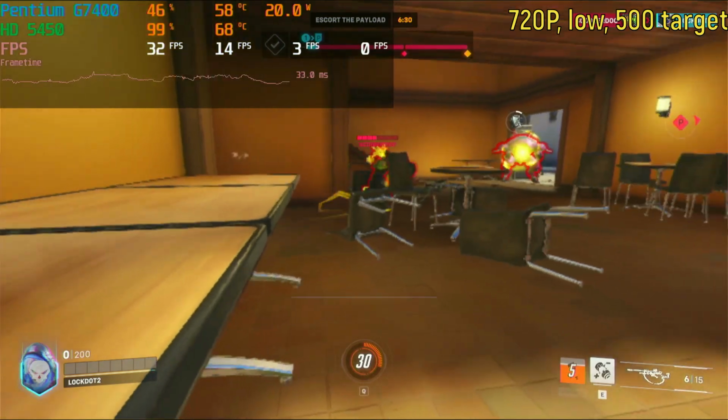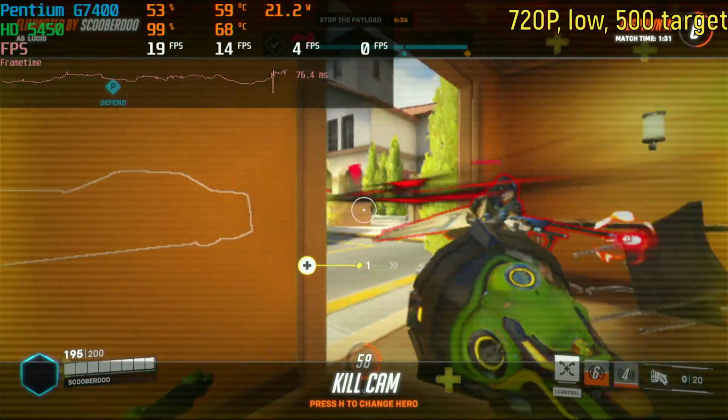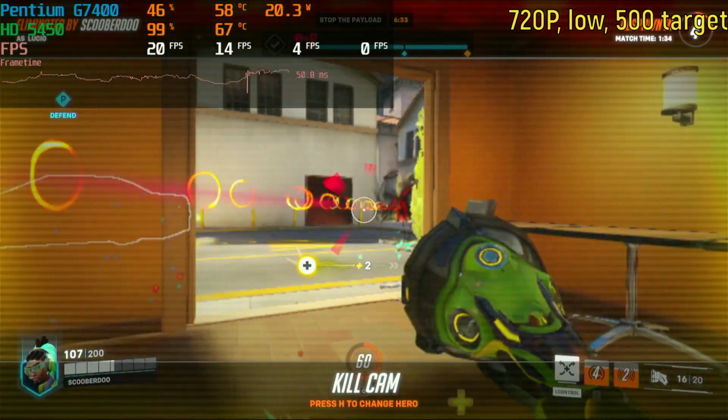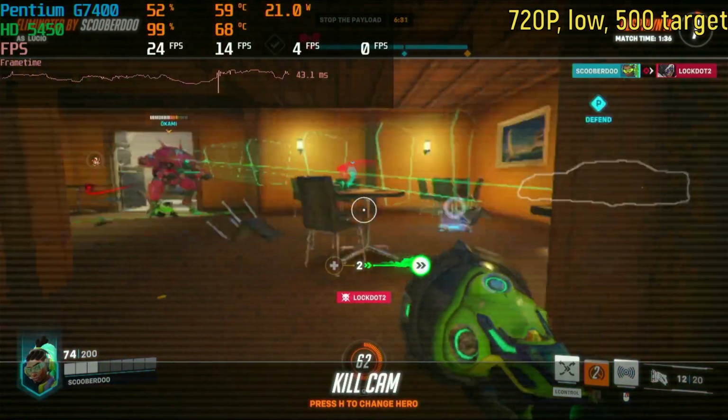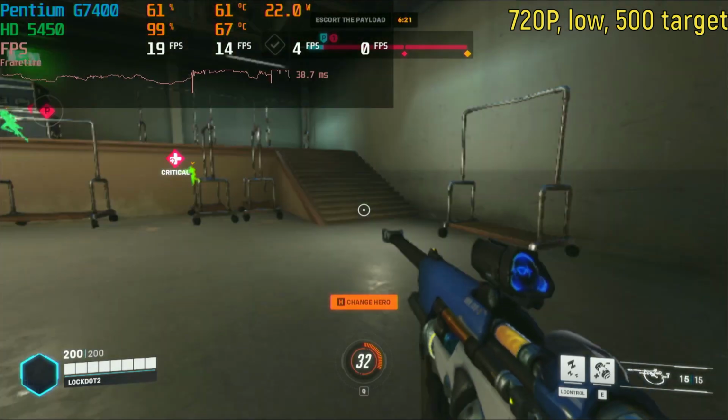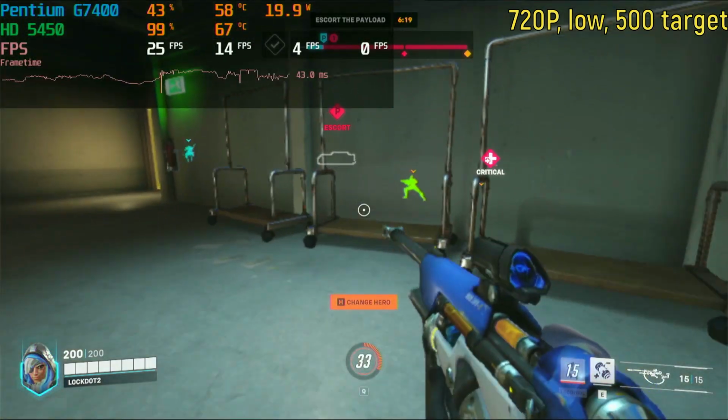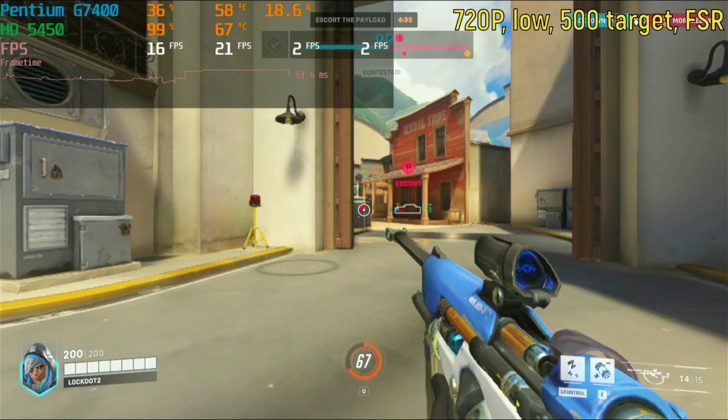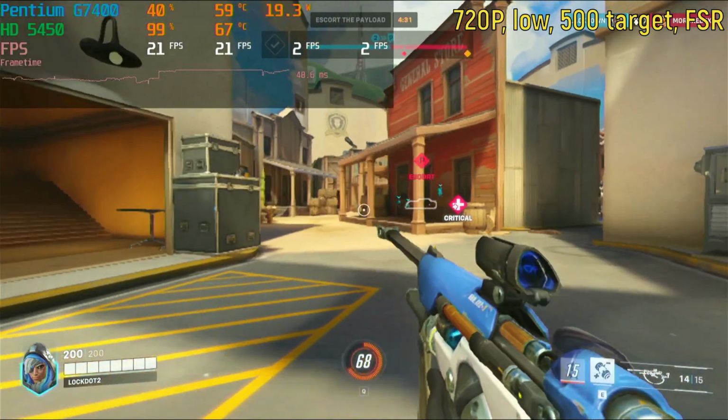It's getting into the playable range, but the input lag is horrendous. There's about a half a second delay between you moving your mouse or clicking and the game actually doing what you tell it to do. Then I tried FSR again, and it chopped off about 10 frames per second, so we were getting 20.